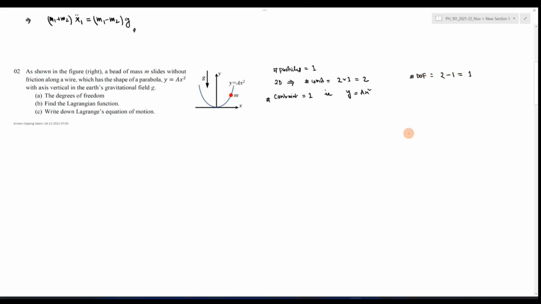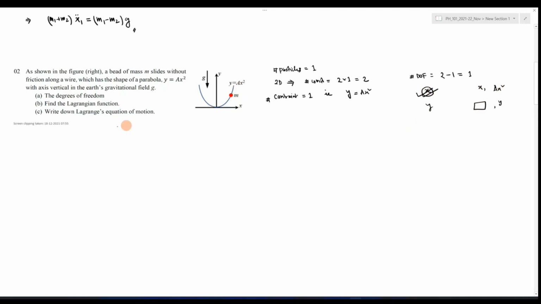Now which coordinate will you choose as the generalized coordinate? It's up to you. You can choose either x or y. If you choose x, it simply becomes x comma a x square. One term will be x, one term will be a x square. But if you choose y, then one term will be y, but the other term will be a little bit complicated. It will involve some square root. So we will be using x as the generalized coordinate.